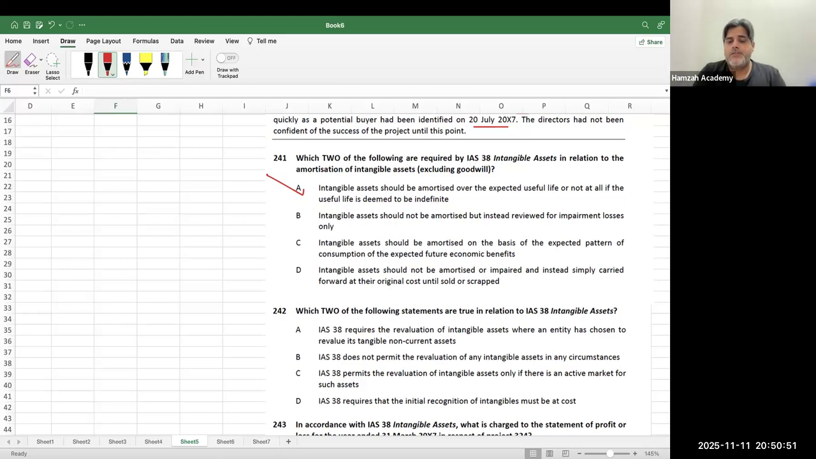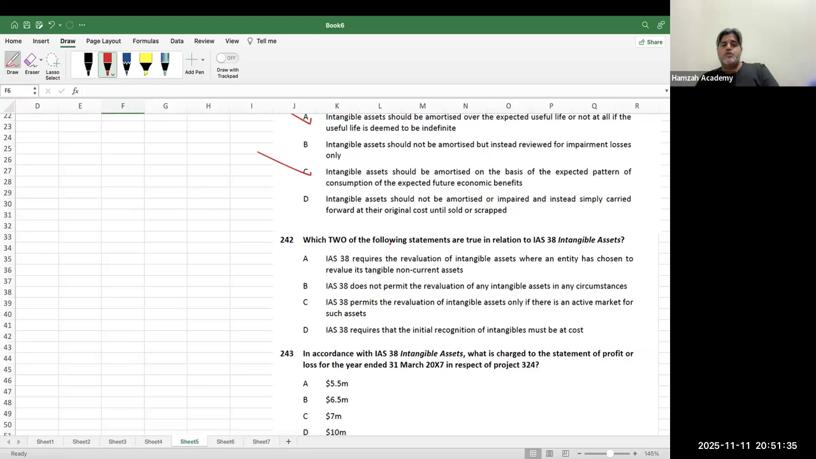C: intangible assets should be amortized on the basis of the expected pattern of consumption of the expected future economic benefits. True. I mean, according to the pattern of consumption, you decide how to amortize it. And then D: intangible assets should not be amortized or impaired and instead simply carried forward at their original cost until sold or scrapped. No, it's wrong. They are amortized over their life.